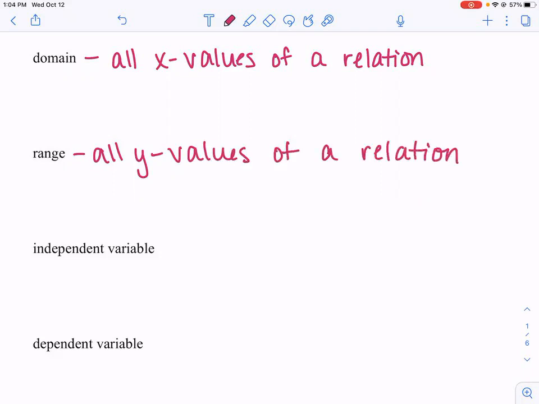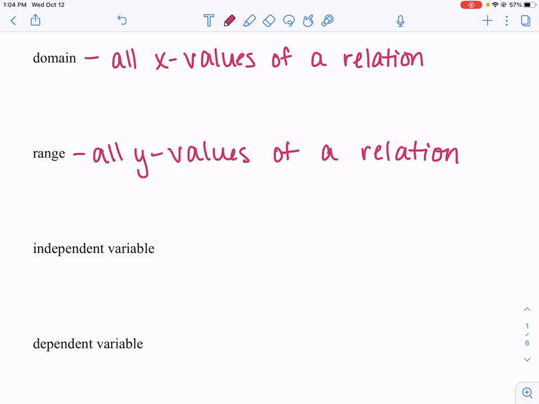Okay, so we're going to spend some time here soon looking at what if we have a list of ordered pairs? What if we have a mapping? What if we have a graph? All those sorts of things. How do we notate our domain and range? But what we are going to do is pick out the x's versus the y's.